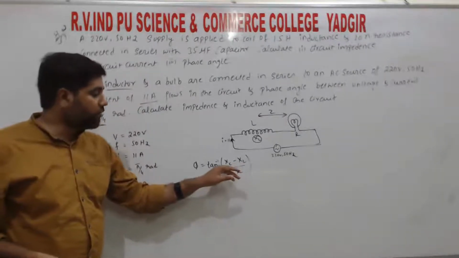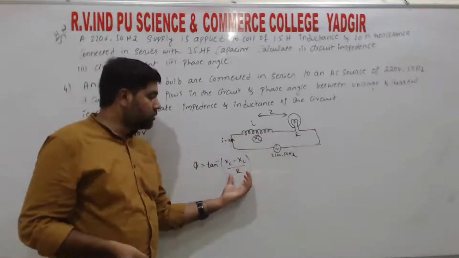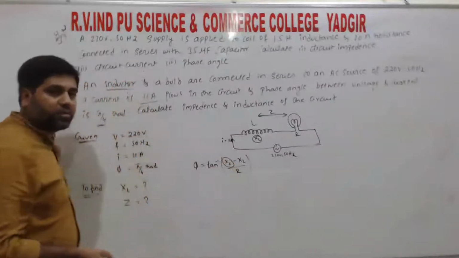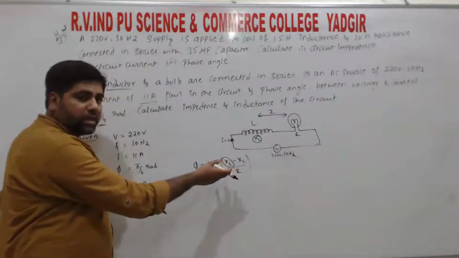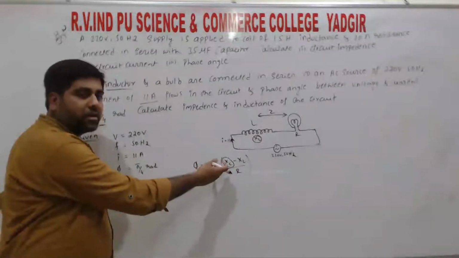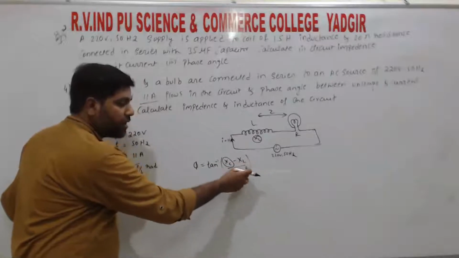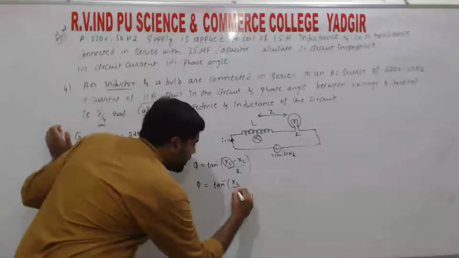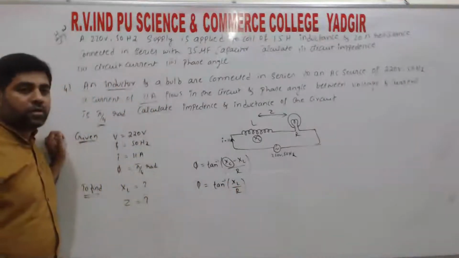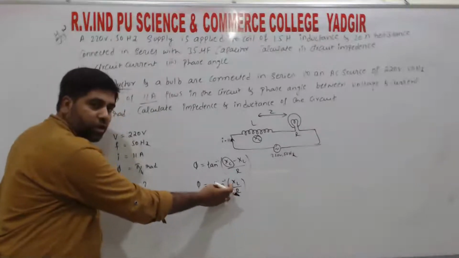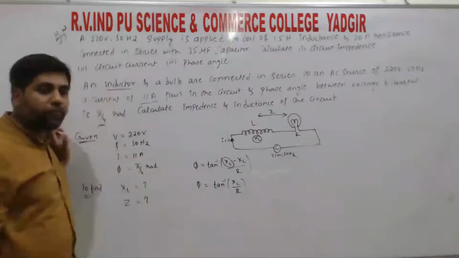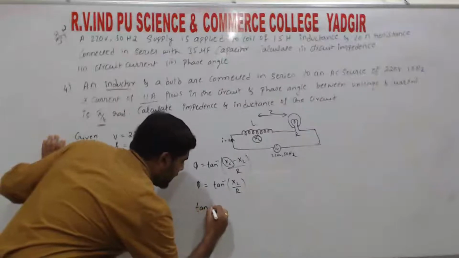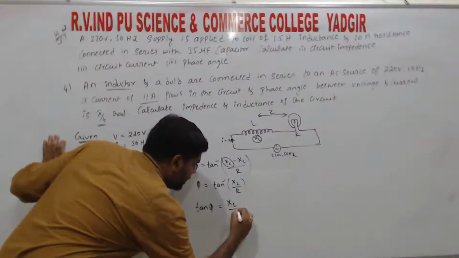We derived this for a series LCR circuit. But here there is no capacitor, so this value is 0, right? So tan inverse of minus theta gives tan theta. So phi is equal to tan inverse of XL by R, right? Here XL and R are both unknown, but we need to find the value of XL. But they gave the phase angle phi. So shifting to the LHS, we get tan phi equals XL divided by R.